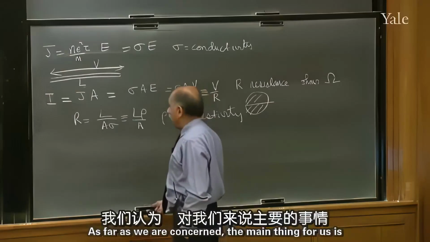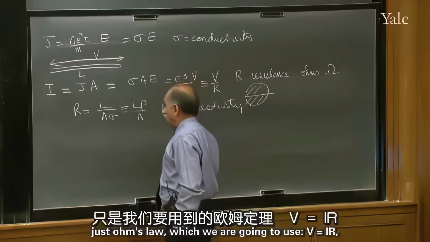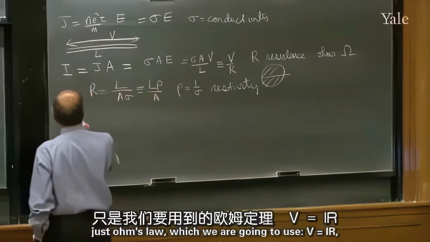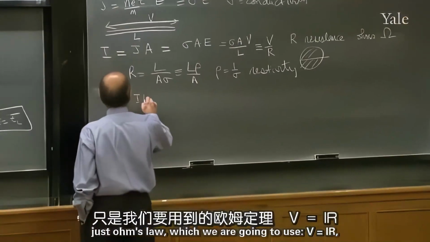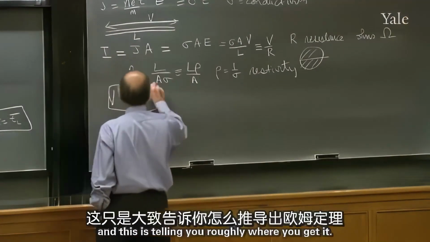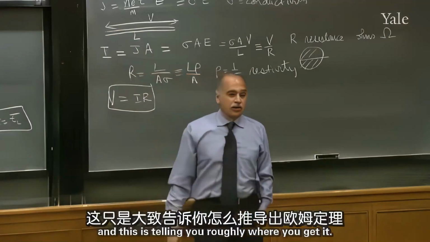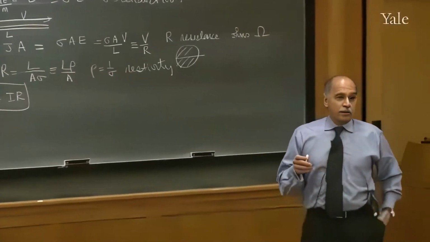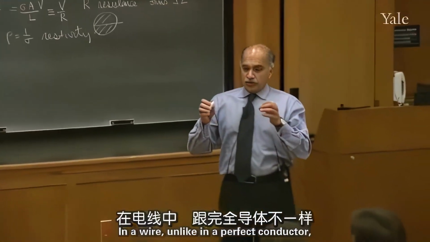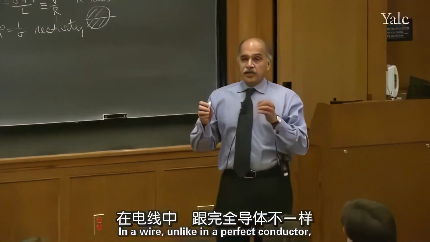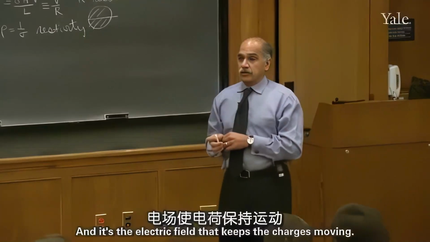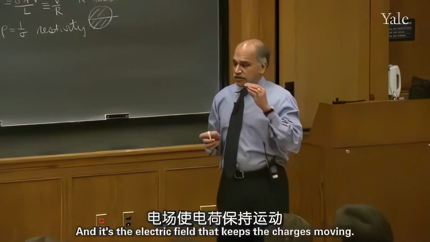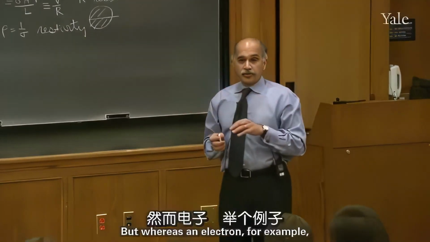As far as we are concerned, the main thing for us is just Ohm's law, which we are going to use. V equals IR. And this is telling you roughly where you get it. So what's the summary of all this talk? In a wire, unlike in a perfect conductor, there is an electric field. And it's the electric field that keeps the charges moving.